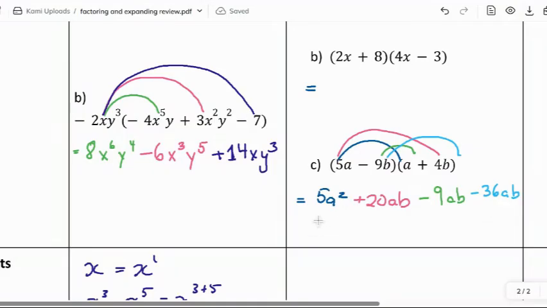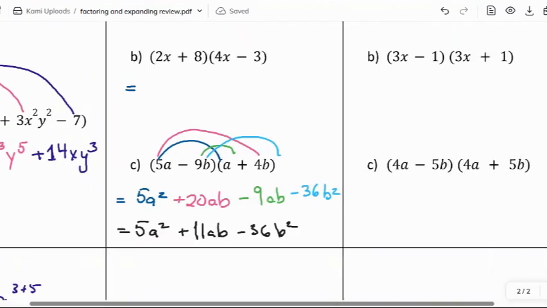The next step is called simplify. Yes, did I make a mistake? Wouldn't it be b squared? It is b squared. Thank you. 36b squared. 5a squared plus 11ab minus 36b squared. Stop right there. The teacher did not tell you to factor. This is fully simplified. Okay, you need to write down any hints. Moving on to the next one.